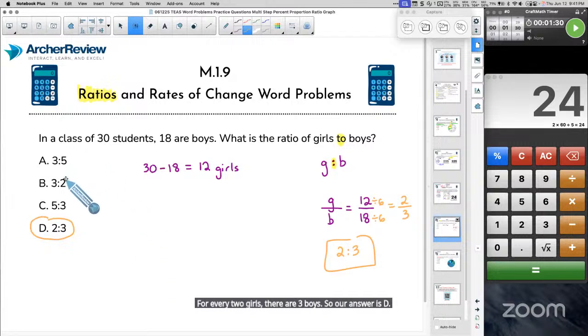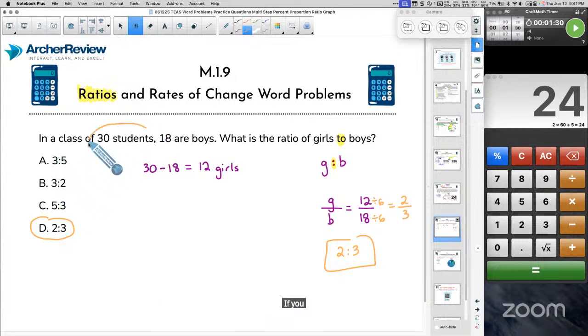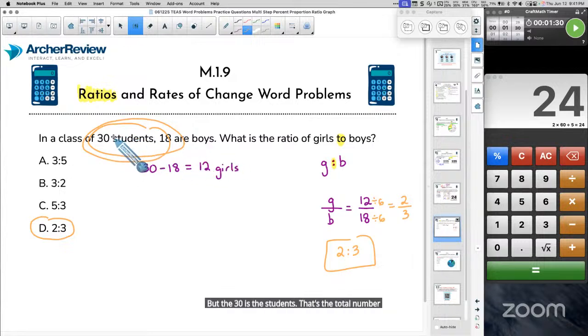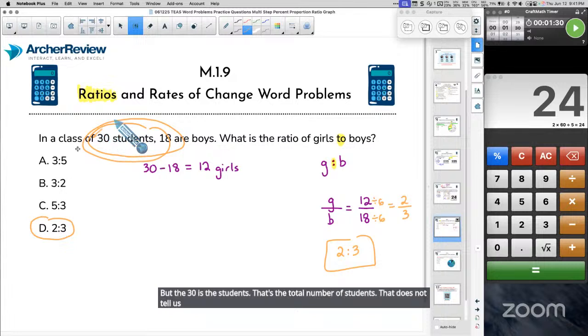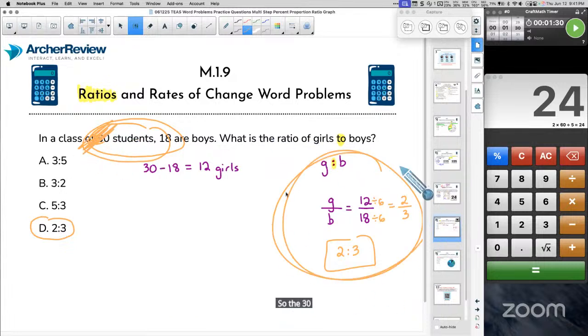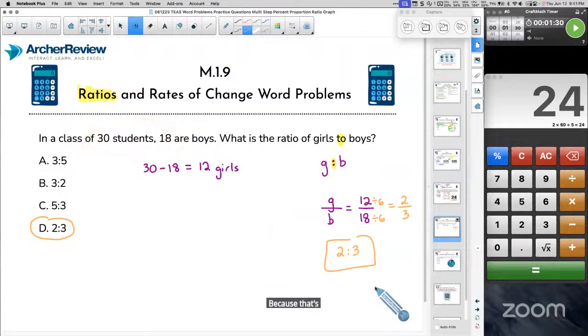Had you mixed up the boys with, see, look, this is the ratio of boys to girls. Order is important. If you picked A or C, you were using the 30 and the 18. But the 30 is the total number of students. That does not tell us the number of girls. So the 30 does not need to be used in that ratio at all because that's the total number of students.